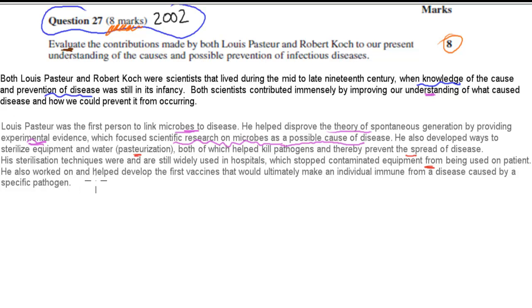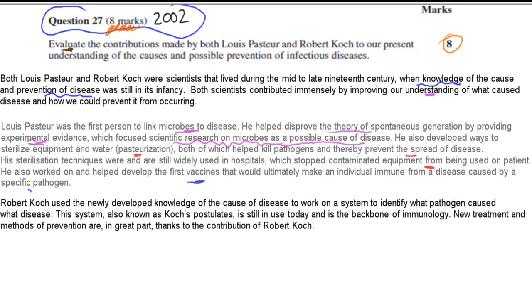He also worked on and helped develop the first vaccine that would ultimately make an individual immune from a disease caused by a specific pathogen, right? So again, more prevention work that he did. So that was all of Louis Pasteur's work, and I went into a bit of detail in terms of what he actually did, working on the first vaccine and his experiments. He could have described them more if he had the time. It's worth 8 marks, so you can always do that.